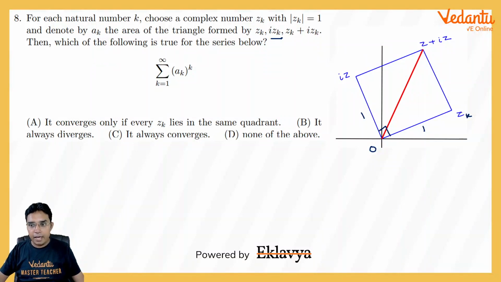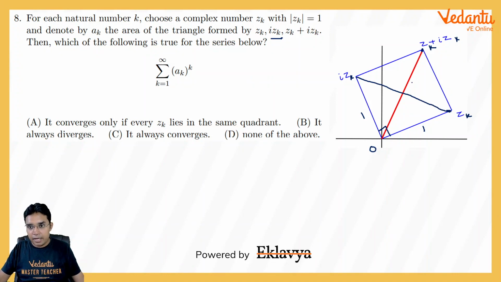Now zk plus i zk can be found by making a parallelogram, which here would be a square, because these two lengths O zk and O i zk are the same and they are at 90 degrees. So this parallelogram will be a square, and this point will be zk plus i zk. Now they are saying ak is the area of the triangle formed by this, this and this. So this is the triangle we are looking for.